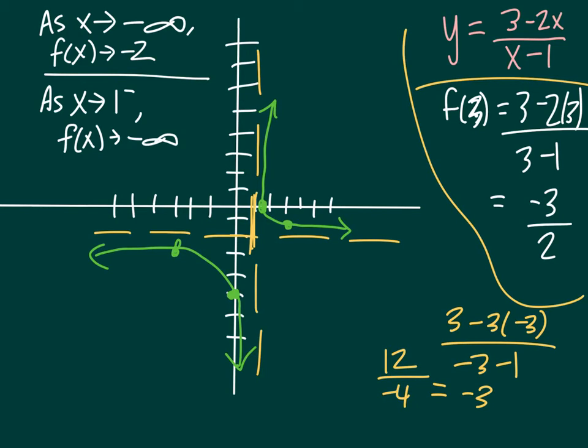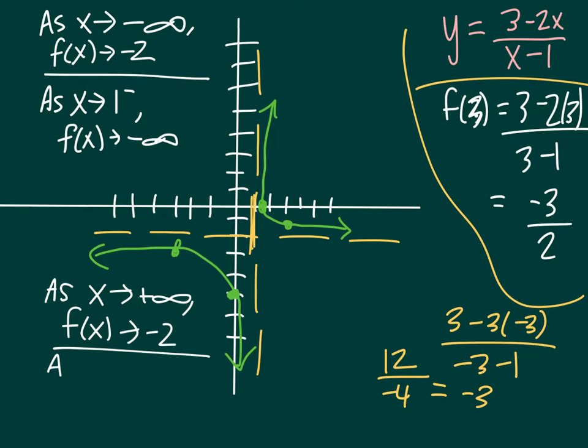Okay, one more. As x approaches positive infinity, you'll notice the y value again is actually approaching negative 2. Oops, I did not write that correctly. I forgot the x, sorry, hold on. As x approaches positive infinity, f of x is approaching negative 2.